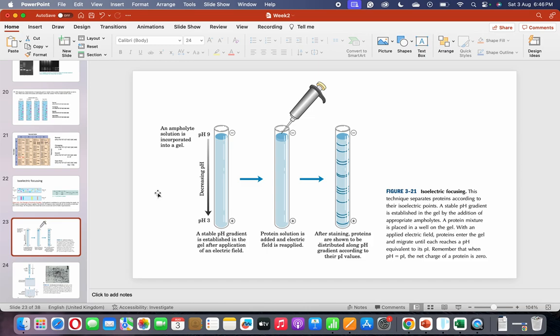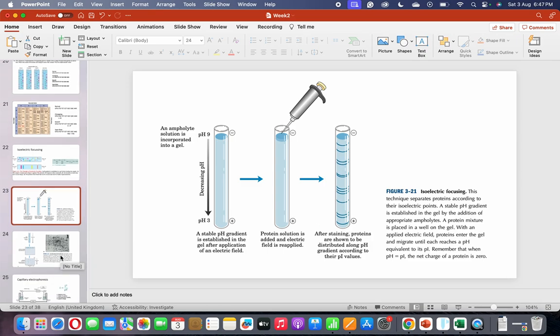Yes, this is just a different way to look at it. We have an electric gradient, which is developed by an ampholyte solution. Then we are adding our protein sample and applying the electric field, and the proteins distribute according to their PI value in this gel. Okay.